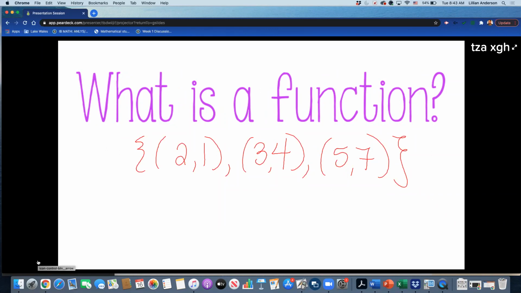Function is like it's the equation part of it. But not every equation is a function. Isn't it like when there's one output for every input or input for every output, something like that? Something like that. Which one is it?